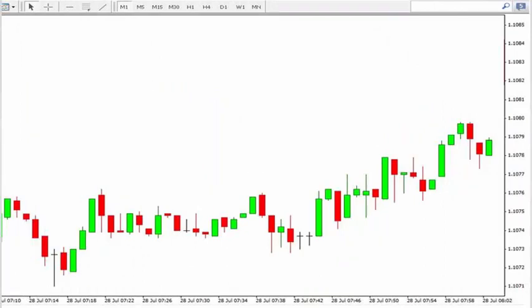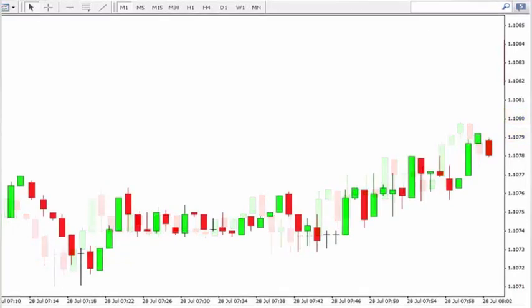To make it easier, let's look at an example of a 1 pip movement on a real chart. Assume the current quote is 1.1079. If the price increases to 1.1080, that would be an increase of 1 pip. On the other hand, if the price changes from 1.1079 to 1.1078, that would be a decrease of 1 pip.